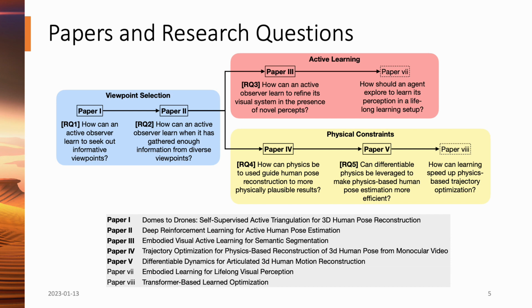The three tasks are studied in the 5 papers of the thesis, as well as the 2 follow-up works not included in the thesis. Papers 1 and 2 study viewpoint selection and attempt to answer how an active observer should learn to seek out informative viewpoints and when it has gathered enough information. Paper 3 studies embodied visual active learning to answer the question of how an active observer may learn to refine its perceptual system. And finally, papers 4 and 5 study physics-based human pose estimation and answer how physics can be integrated into the reconstruction process and how differentiable physics may be utilized to make the process more efficient.